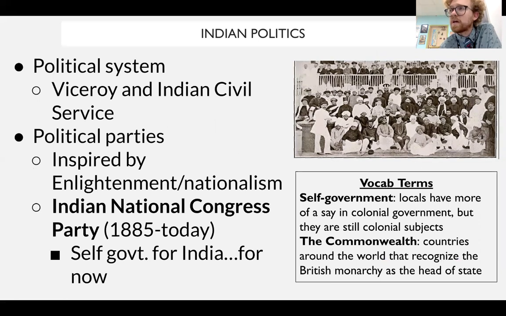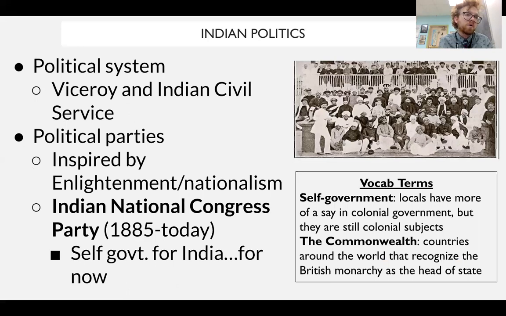And they have a lot of say in local politics, but the overall colonial administration is governed by a dude called the Viceroy. The Viceroy is the British representative of the British government in India. He supervises the colonial government in India. And even though there is some local politics, guess who's in charge of everything? At the end of the day, it's the British.